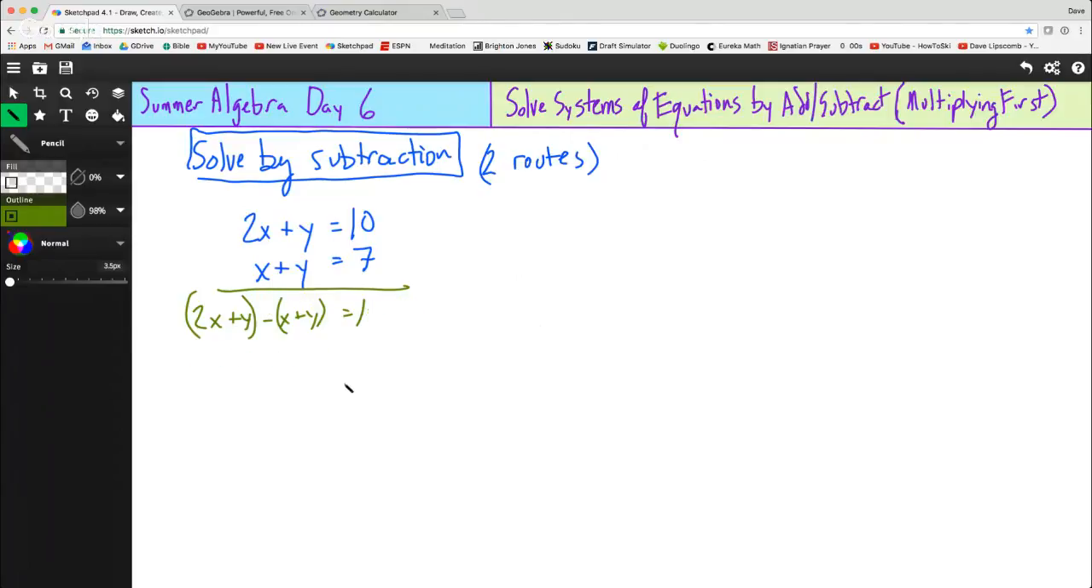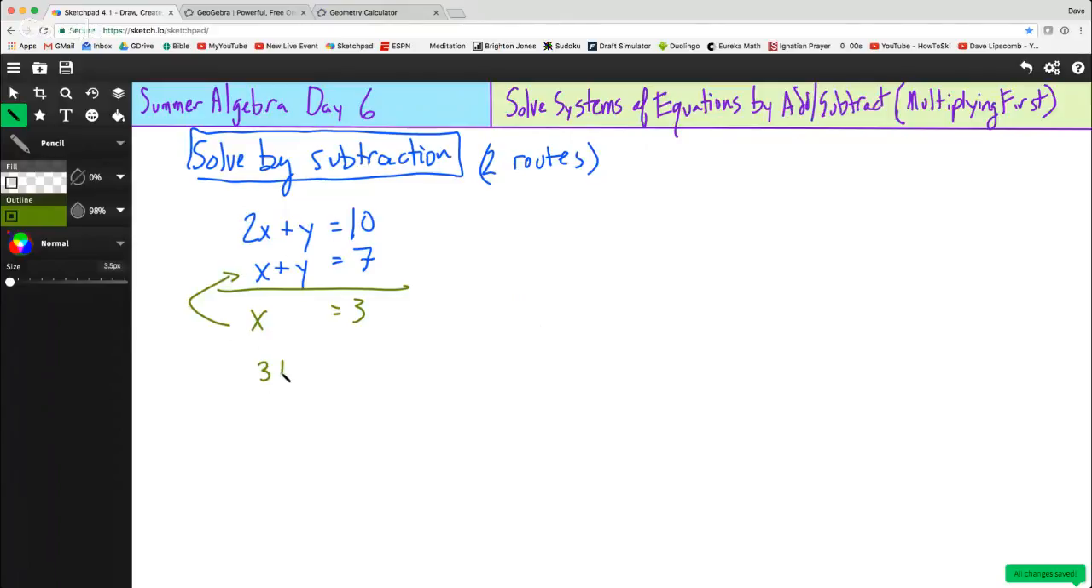So that's x equals 3. But let me show you, you could just subtract in part. So I could just say, well, 2x minus x is x. y minus y, that eliminates. And then I get 10 minus 7 is 3. So I could have done it that way. So again, when I do my subtraction, I subtract down and I get x, my y's cancel, and then I get 3.